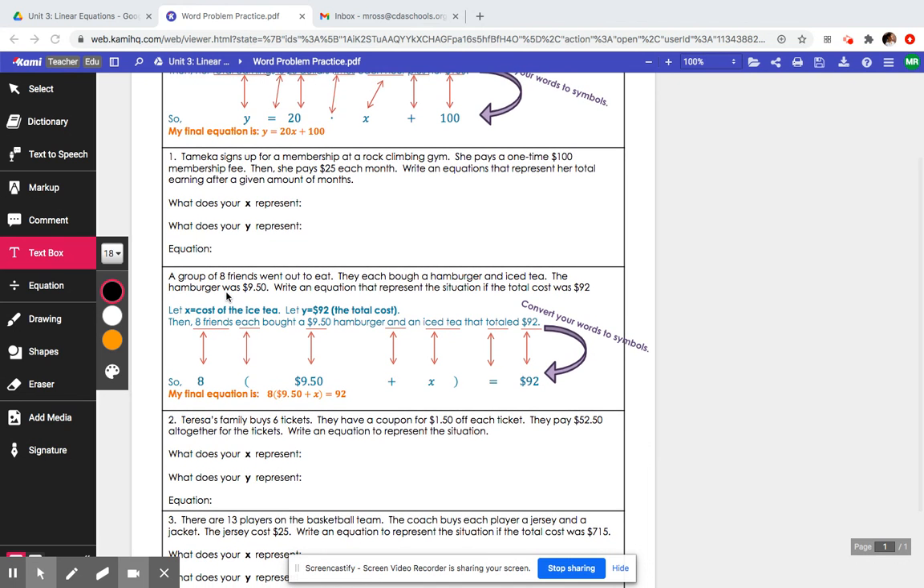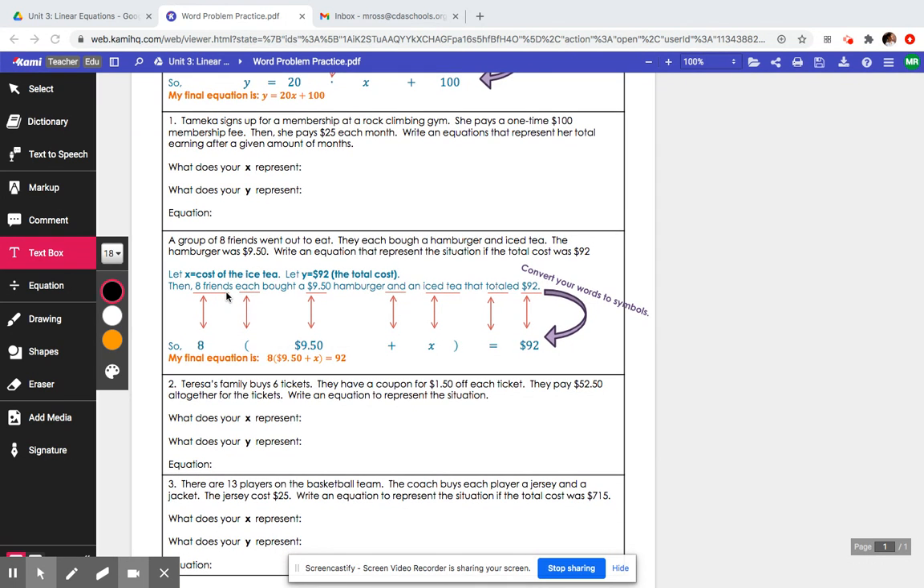I'll also walk through this next one as well. A group of 8 friends went out to eat, and they each bought a hamburger and iced tea. The hamburger was $9.50. Write an equation that represents the situation if the total cost was $92.